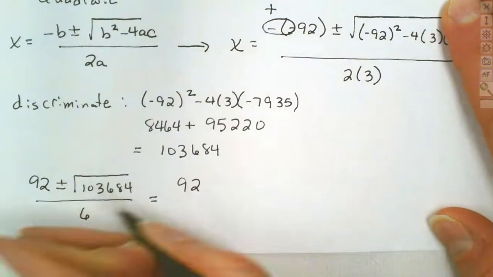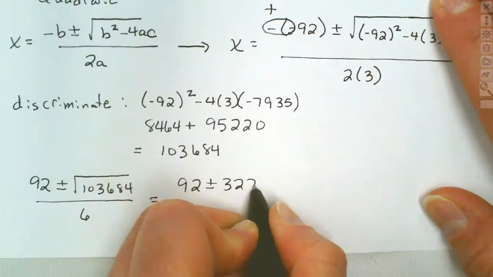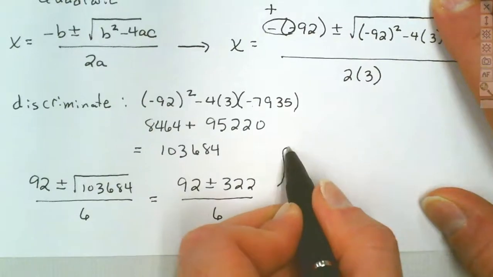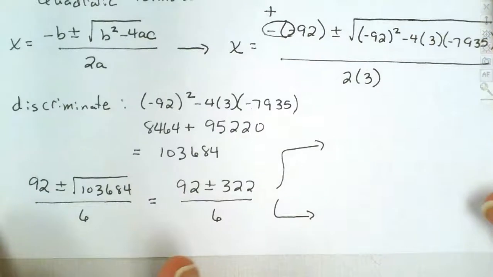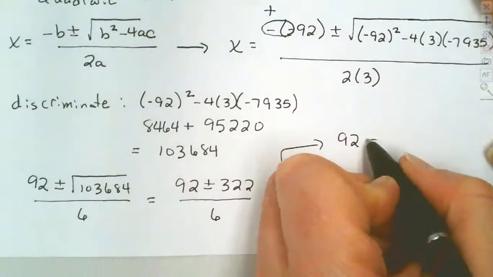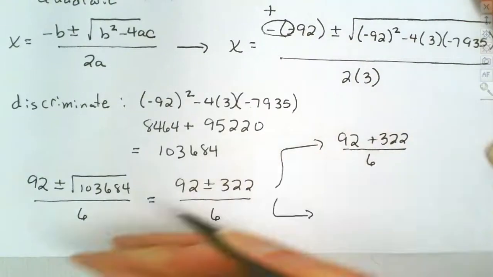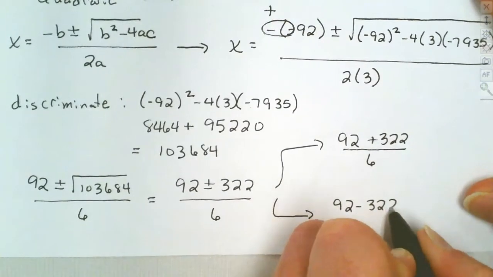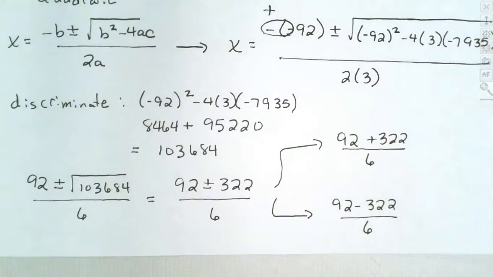So now we've got 92 plus or minus 322 over 6. Right, so now we're going to get our 2 solutions. We've got 92 plus 322 over 6. And then the other one is 92 minus 322 over 6 when we split it up. Because remember, there's 2 solutions.